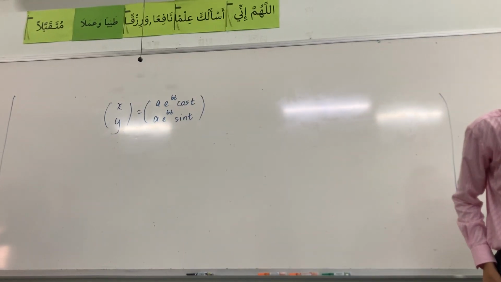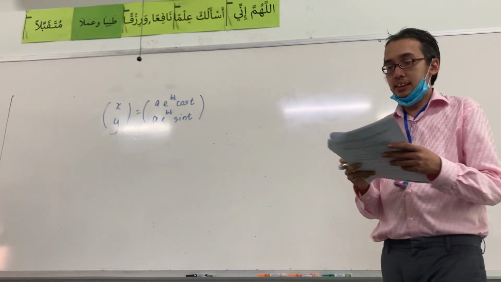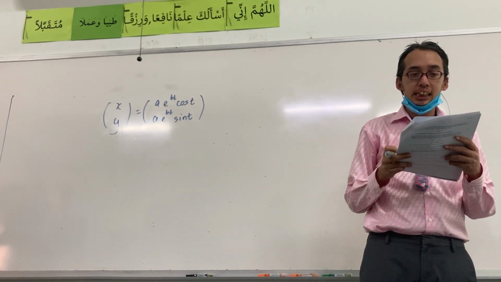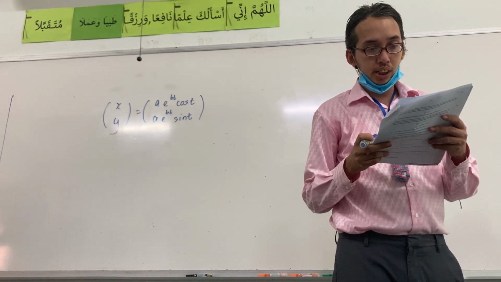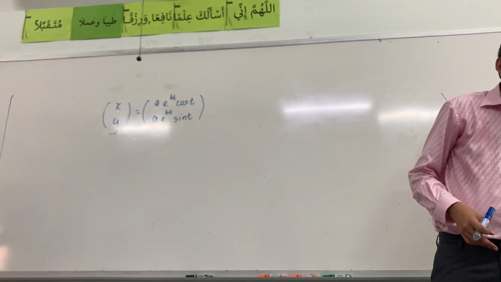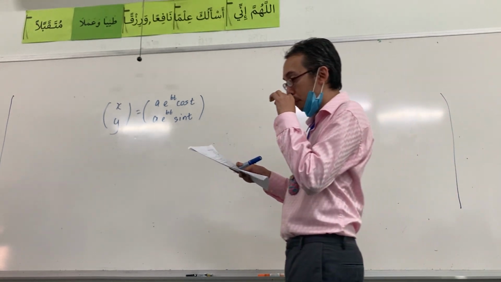Alright, next one is at time t equals to 0. The displacement of the ice skater is given as 5, 0, and the velocity of the ice skater is given by negative 3.5, 5. Find the value of A and the value of B. So we are given some conditions. We are going to plug it into the equation that we got.